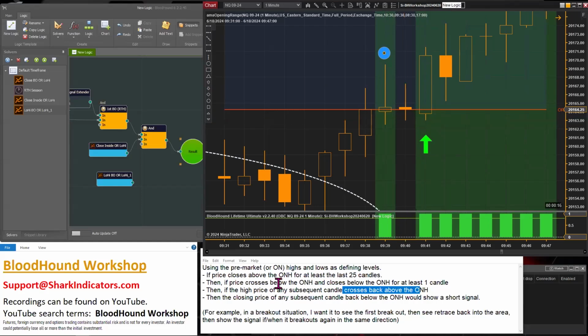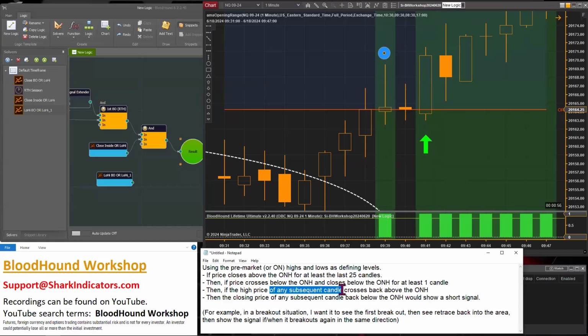Yeah, I'm looking at the rules here. So there are some qualifiers here. Here's the qualifier of any subsequent candle. The candle here that moves back in, that closes back inside the range, takes care of this rule. But then we need the wick breaking outside the range of any subsequent candle.